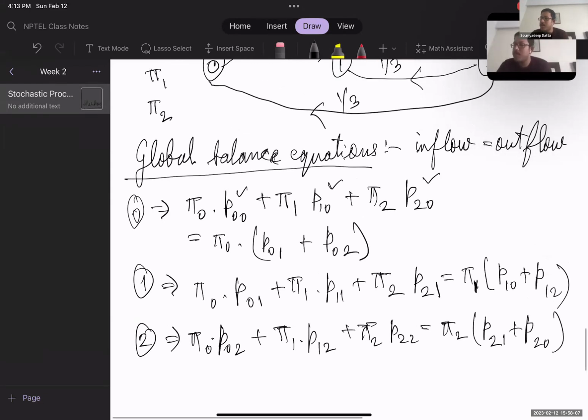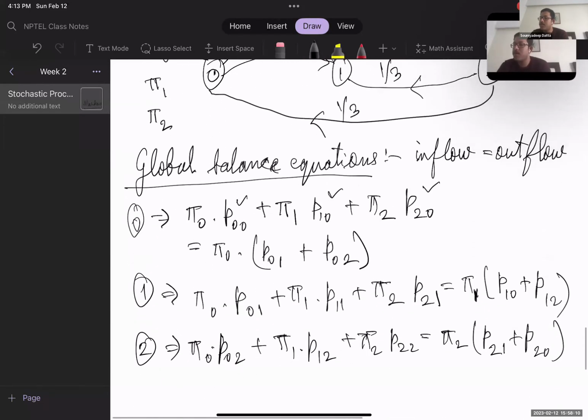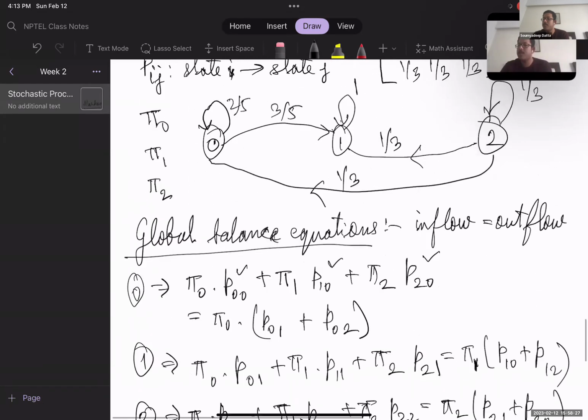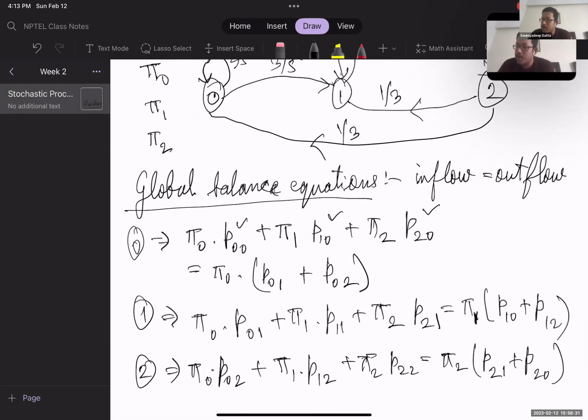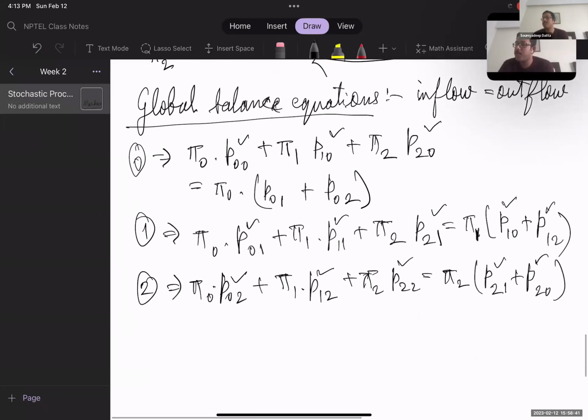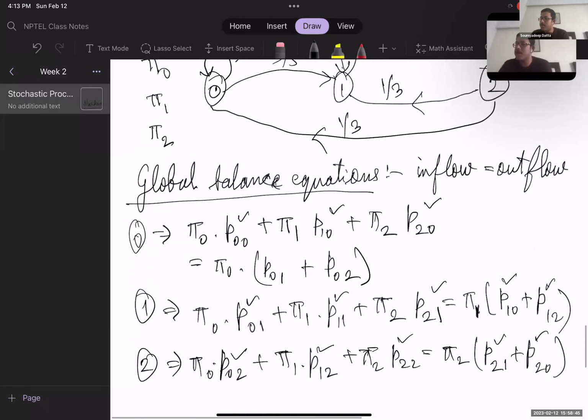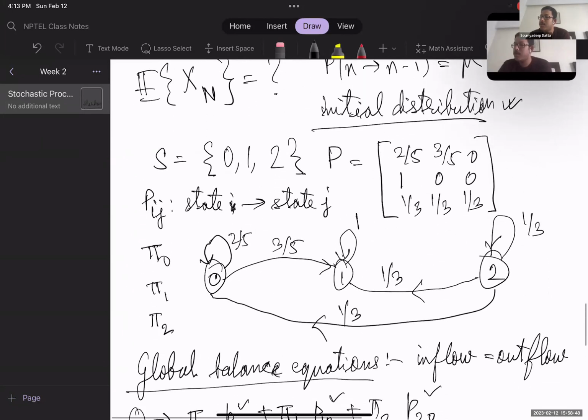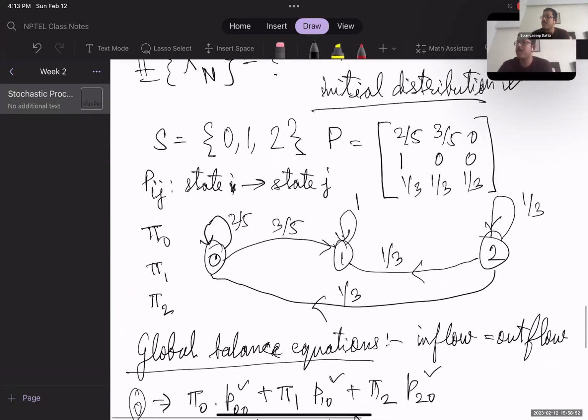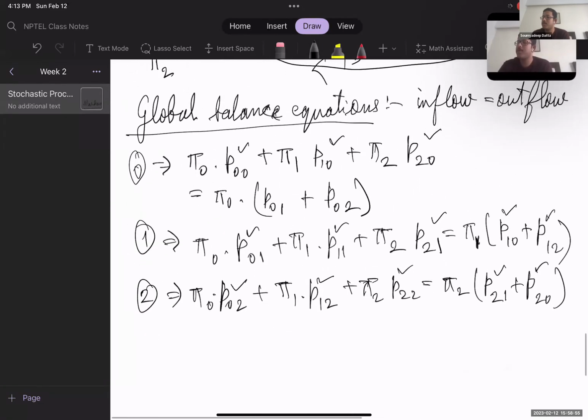So that is why I'm writing these global balance equations. At state 1, the total inflow to the state has to be equal to the total outflow, from 1 to 0 and 1 to 2. Similarly, at state 2, the total inflow has to be equal to the total outflow. Keep in mind that all of these quantities are known. The transition probabilities are always known, from the figure, from the matrix. So this is P00, P01, and so on. You can just plug in the values from this matrix and you will get 3 equations.